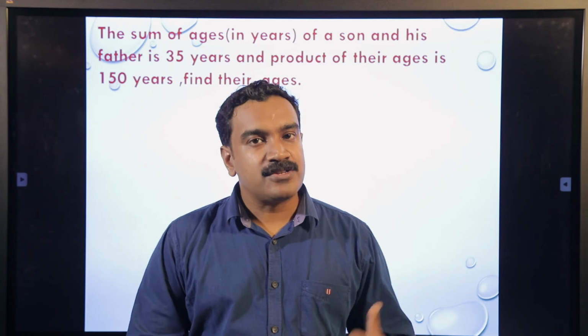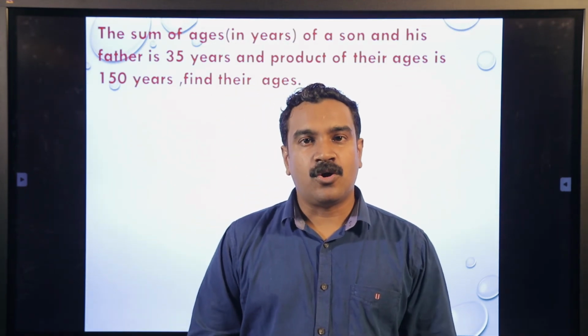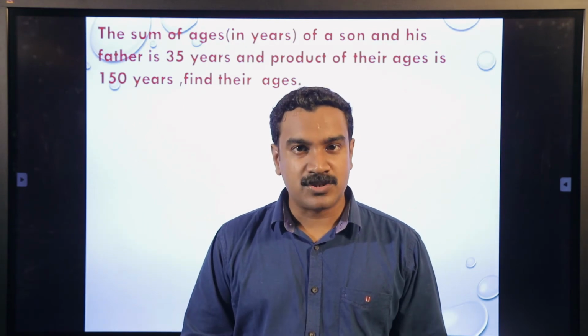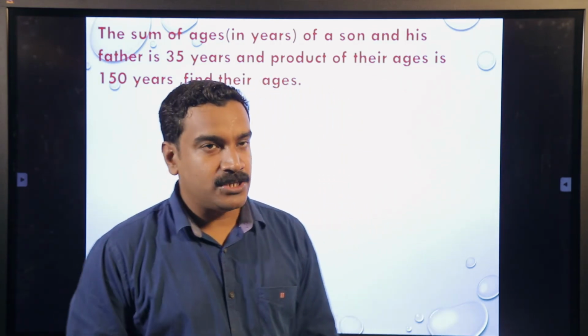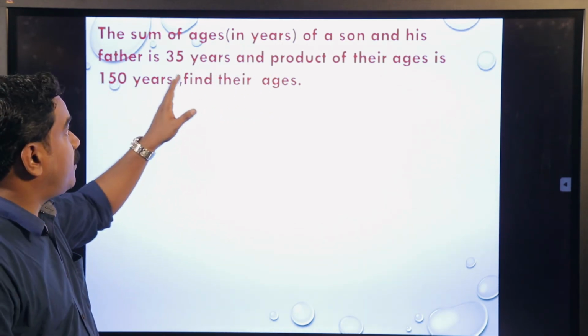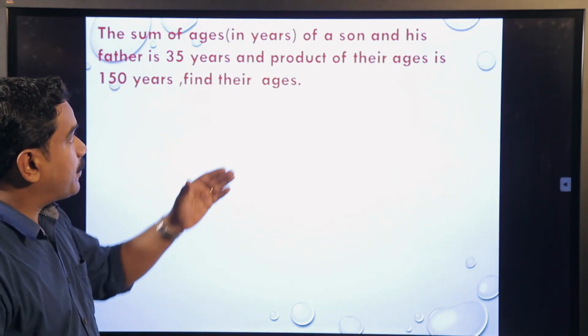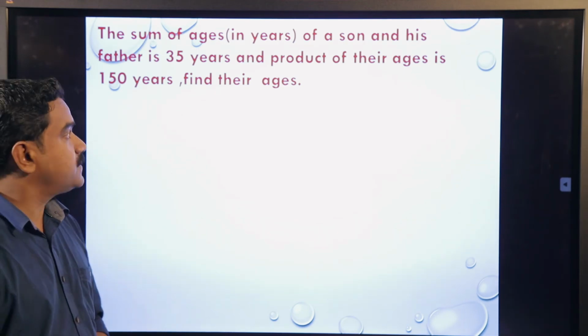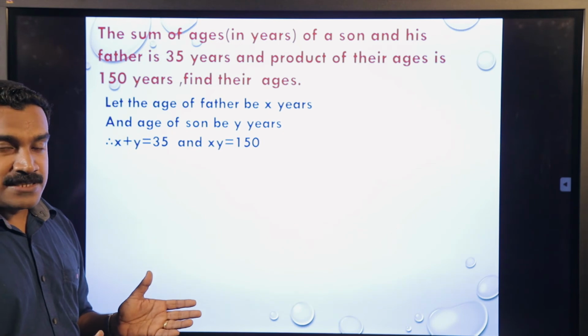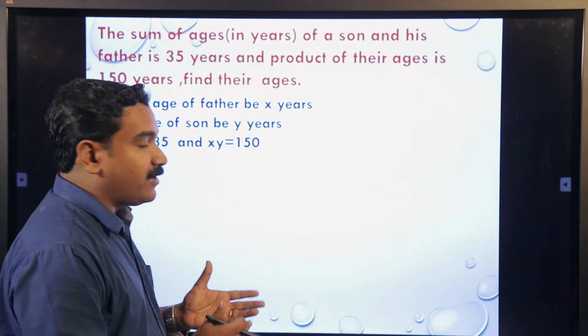Okay, dear students, we can solve this question using the quadratic formula. What is the quadratic formula? Minus b plus or minus root of b square minus 4ac, all divided by 2a. Look at this question. The sum of the ages of a son and his father is 35 years and the product of their ages is 150 years. Find their ages. We don't know the age of the father and the age of the son. We want to find that.